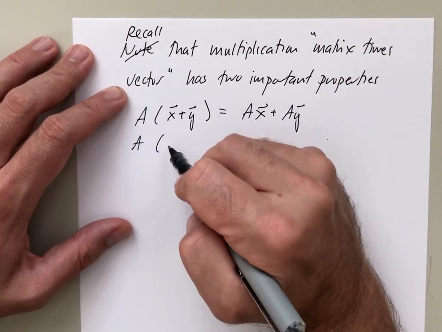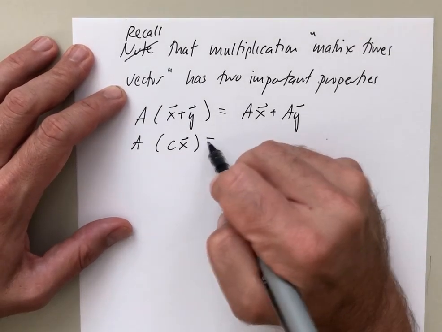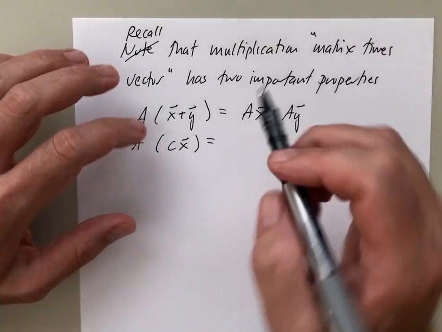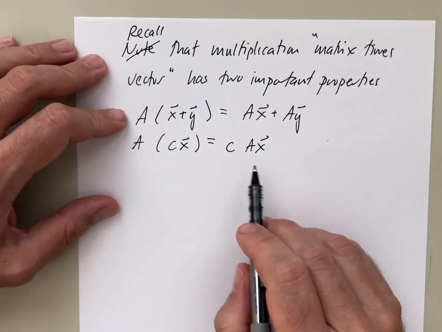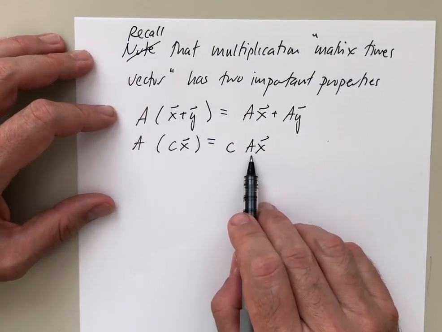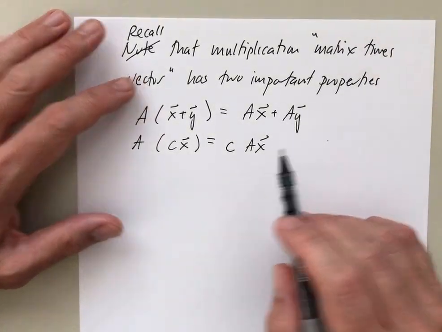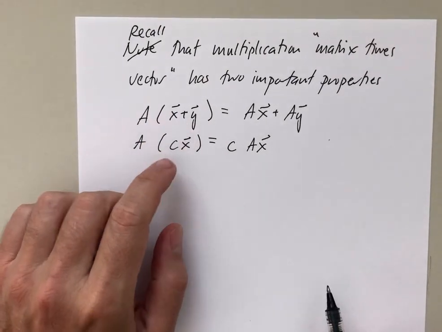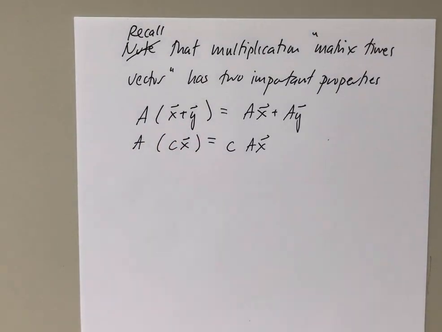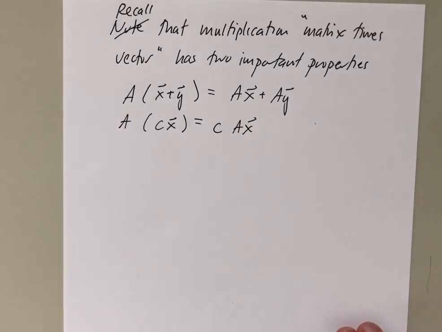And the other property was that if I take a scalar, a real number c, times a vector, and I scale it, and then multiply it by the matrix A, that's the same thing as scaling what I get by taking A times the vector. A times the vector is a vector itself, and I can scale it by c. So we talked about this before, that matrix multiplication preserves addition in some sense, or it distributes over addition, and it preserves scaling. Those are the two important properties.